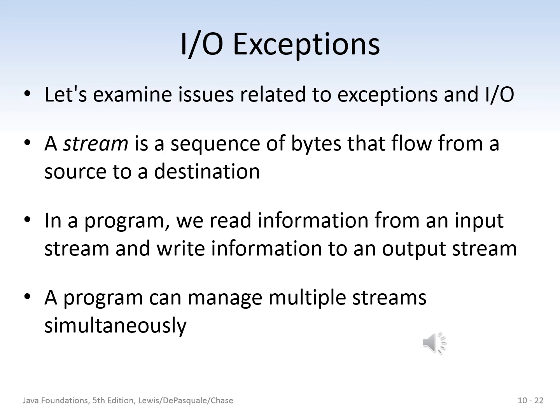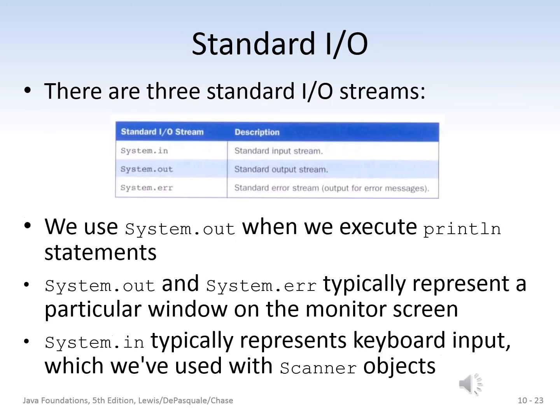Obviously, a program can manage multiple streams simultaneously. There are 3 standard IO streams. System.in, which is our standard input stream. System.out, which is our standard output stream. System.err, which is our standard error stream. That's the output for error messages.